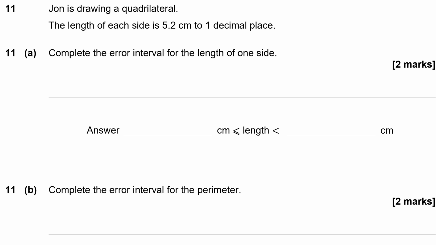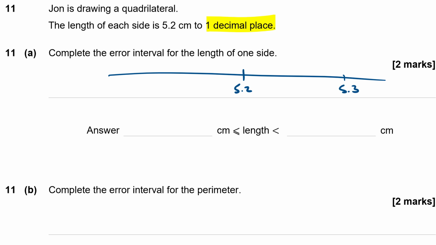John is drawing a quadrilateral. The length of each side is 5.2 centimeters to 1 decimal place. Complete the error interval for the length of one side. Okay, so I tend to do these with a number line to start off with. I mark the point I've been given, 5.2, and then I use the rounding amount to mark on my scale the next one up. So if I'm going up in 1 decimal places, the next one up on my scale will be 5.3. And the one below it will be 5.1, and then I consider all the values that are going to round to my given value.